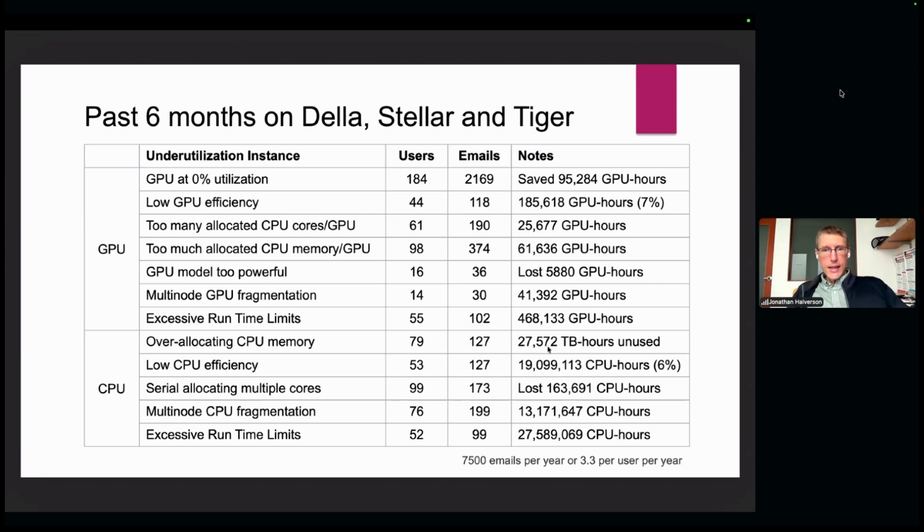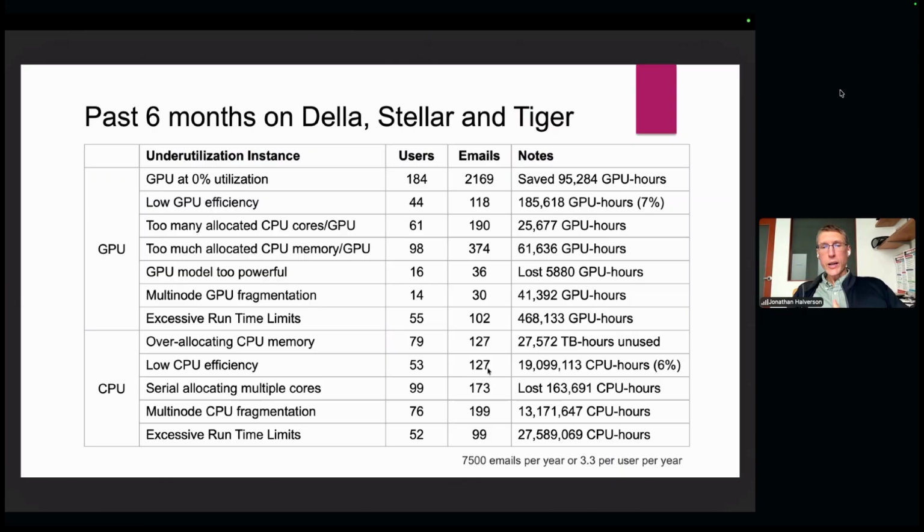On the CPU side, I don't know if this number means anything to you, but 27 petabyte hours of RAM that people allocated and didn't use. I can tell you for sure that people were blocking CPU cores from being allocated because there wasn't enough memory available on those nodes. And so we do have a big problem with that, and we've been contacting all these people. And then, what is it, 6%, I think? Yeah, 6% of the total CPU hours is associated with jobs that had a low CPU efficiency.